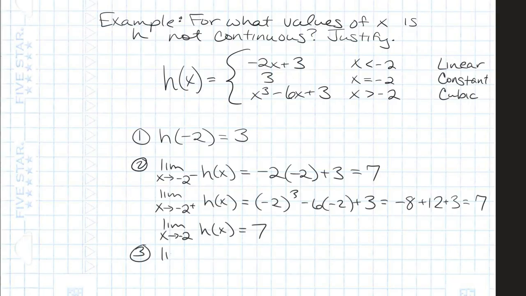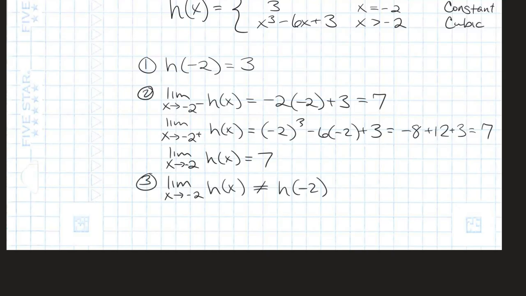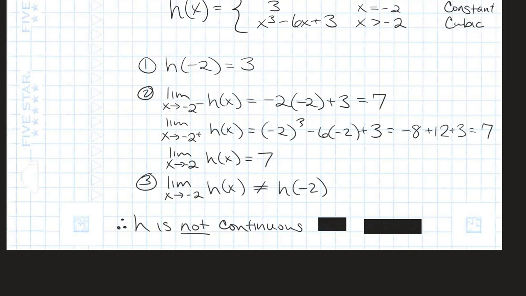So in part 3, we would say the following. We would say the limit as x approaches -2 for h of x is not equal to h of -2. And since we passed the first step, we passed the second step, but we did not pass the third step, we would say, therefore, h is not continuous at x is equal to -2.